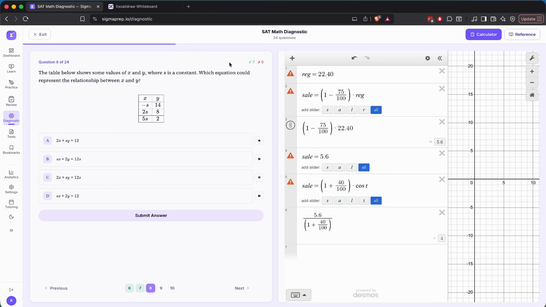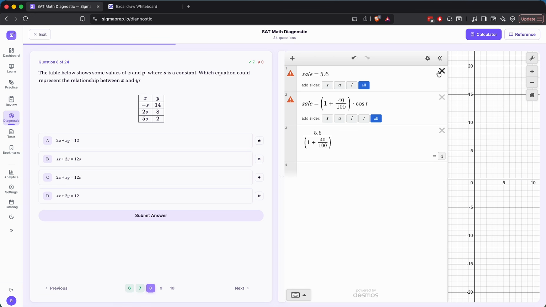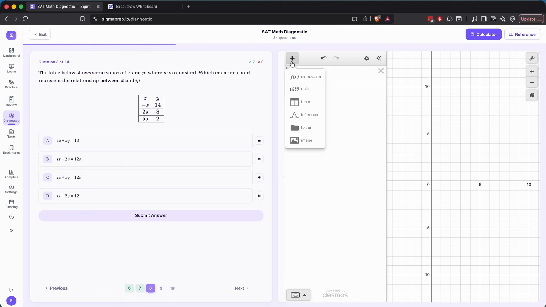It gives us a table of values and wants to know what's the correct equation. Pretty simple. Here's what you do. Already did this before. Just do a regression, these are all linear equations. If I type this in, negative S, 14, 2S, 8, and 5S, 2, obviously it's not going to draw anything. It doesn't like that. We don't know what S is.